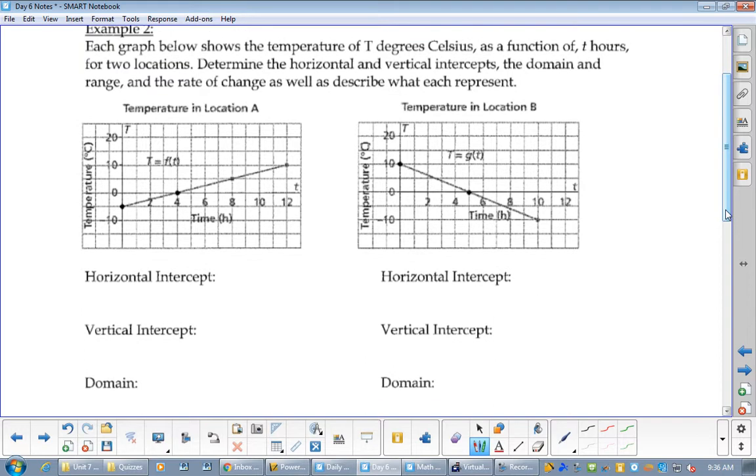Blaine, you've already set down a motive. Now, each graph shows a temperature T degrees as a function of time t hours for 2 locations. Determine the horizontal and vertical asymptotes, or intercepts. Asymptotes is coming next year, don't worry. And the domain and range, and the rate of change. Holy, lots to do. So what is the horizontal, aka x-intercept?